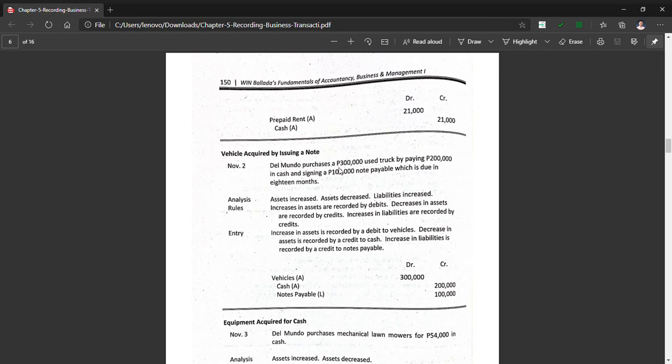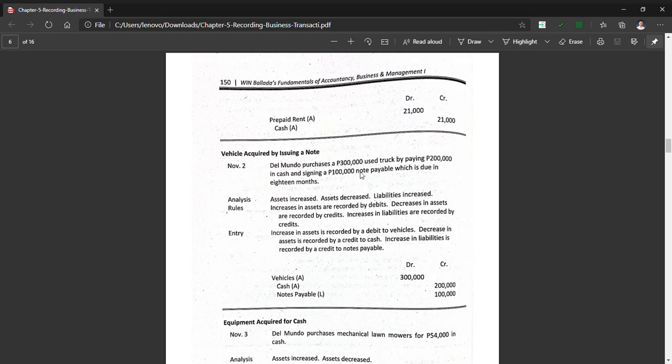Signing 100,000 notes payable. So meron tayong nag-sign na 100,000 pesos notes payable. So yung notes payable, utang natin siya. That is a promissory note. So ano yung utang? That is a liability. So liability increase. Right? So from the 300,000, 200,000 yung binayaran natin, tapos 100,000, yun yung utang natin.